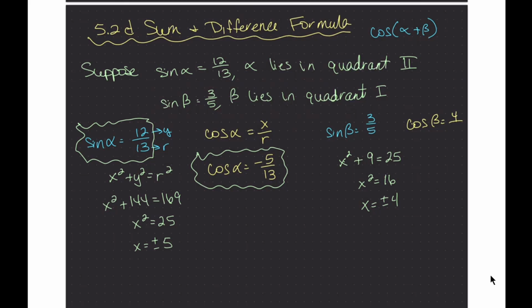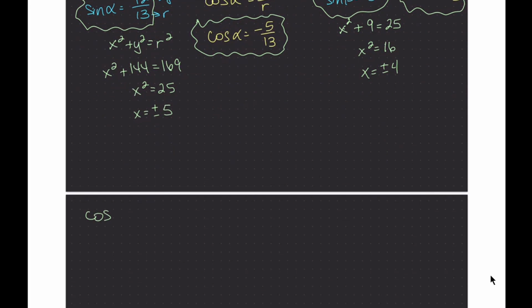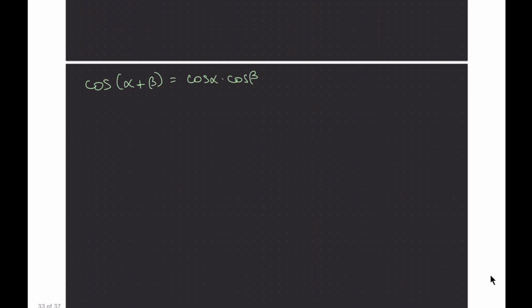So I'd have 4 over, what's my radius? 5, right? So now I have sine beta and I have cosine beta. Now I get to go right back to what we were working on the last couple days. We said we were going to find cosine of alpha plus beta. So when we look at our little formula, that one's cosine alpha times cosine beta, plus or minus? Minus. Sine alpha, sine beta. Is it always going to be the opposite? For cosine it is. For sine it's the same.